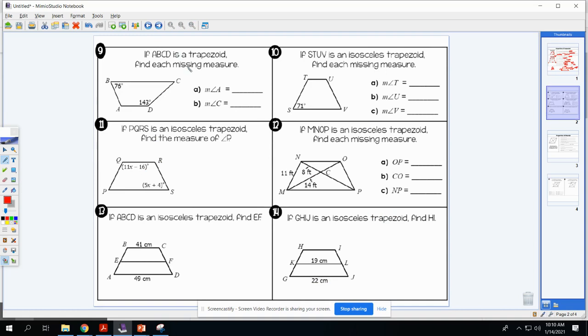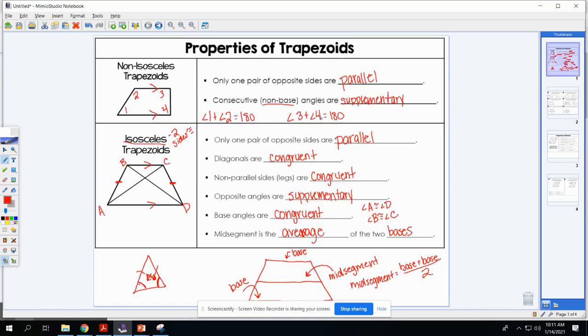So number 9 says, if ABCD is a trapezoid, find each missing measure. Well, we're going to have to use some properties here to help us find this out. Angle B is 76. Angle D is 143. We're looking to find angle A and angle C. Okay, so starting right off the bat here, if I know what angle B is and I'm trying to find angle A, I want to find a property that can help us.